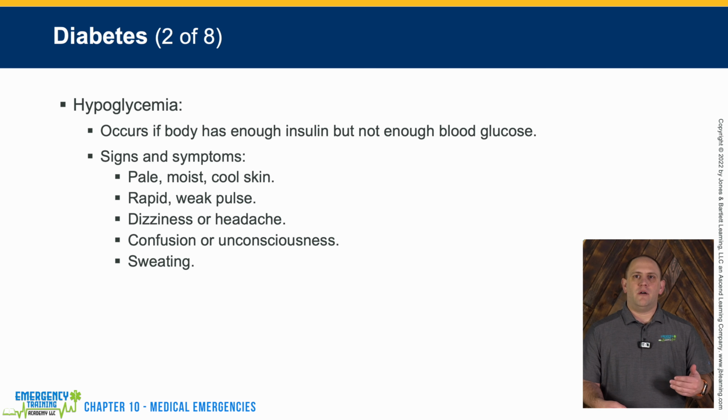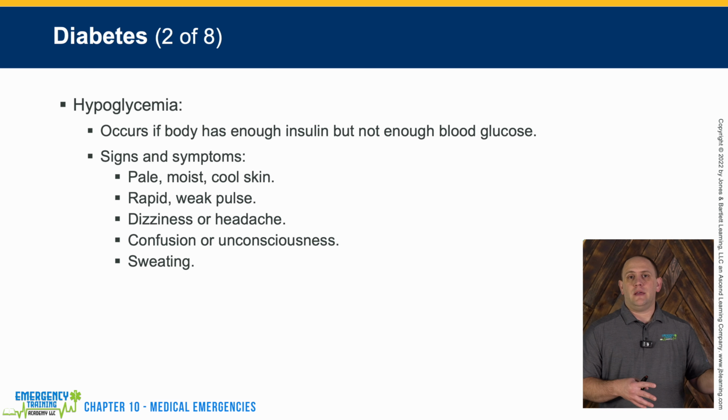Signs and symptoms of hypoglycemia. These patients are going to be pale, cool. They're going to have moist skin. We say diaphoretic is the term for that moist skin. They will often have a rapid, weak pulse. They're going to be dizzy, confused. They may even be unconscious because of this low blood sugar.